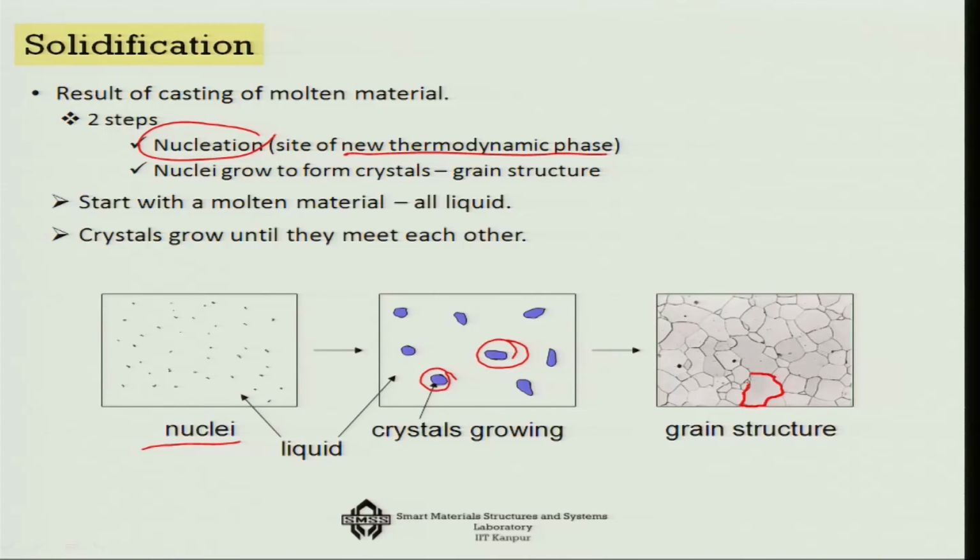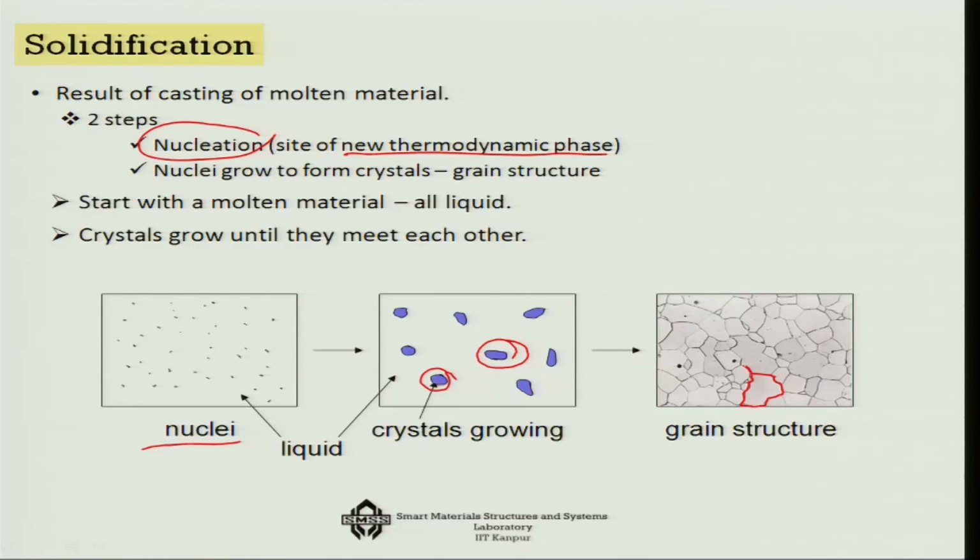When they meet each other, we get the grain structure. Basically, grains are crystals, but crystals grown to such an extent that each crystal structure is getting in touch with another crystal structure. That is when we say that from the basic crystal structures, the grains have been formed in the system. This is how the solidification process occurs.